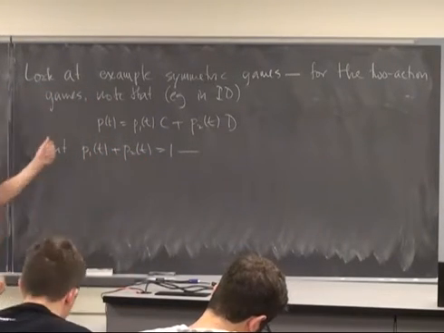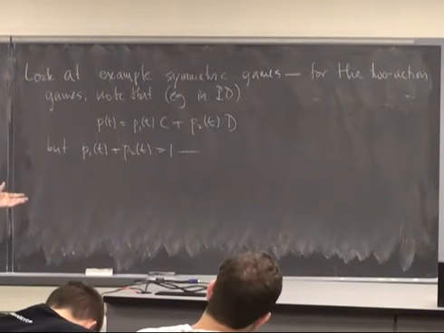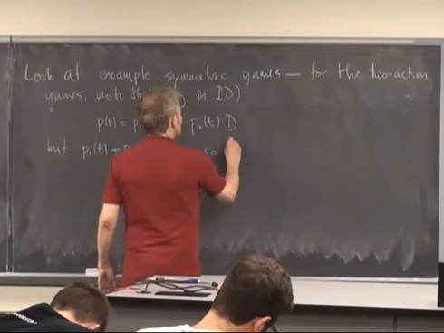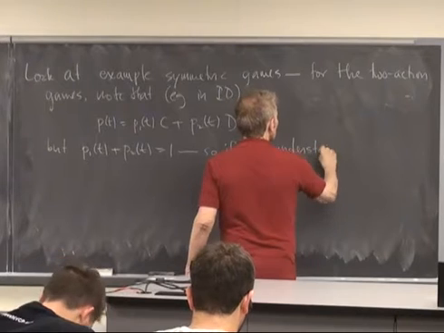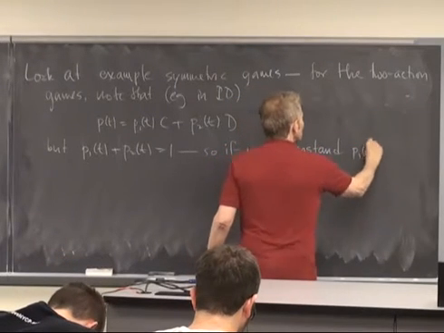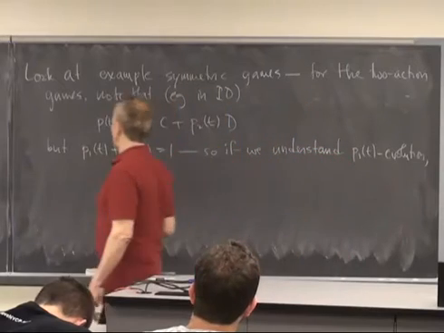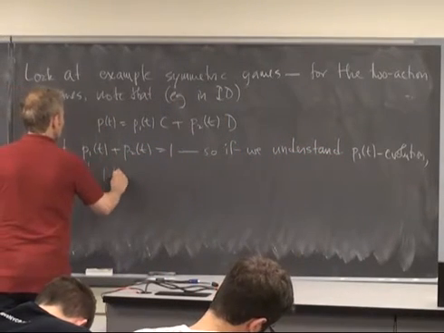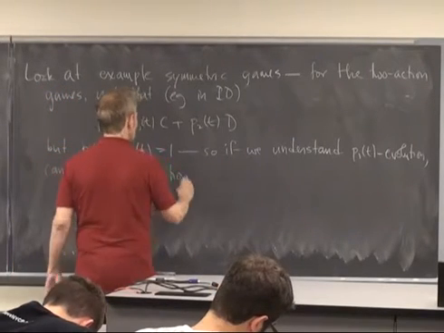So if you understand how P1 of t is evolving, then you can figure out how P2 of t is evolving. So if we understand the P1 of t evolution, we can figure out the P2 of t evolution easily. So let's just concentrate on the P1 of t evolution.